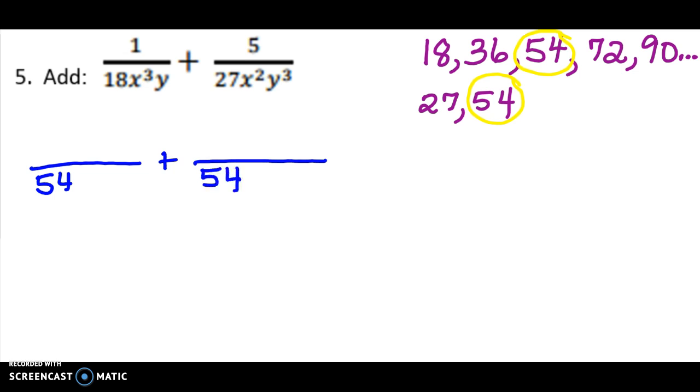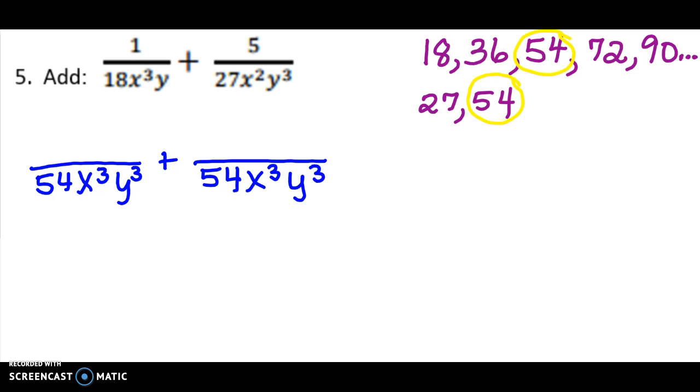Okay, so now let's look at the x's. I have an x cubed on my first fraction and an x squared. You're always going to use your largest exponent. So our common denominator will have x cubed. And if we look at the y's, we have a y in the first one and a y cubed in the second one. The largest exponent is y cubed, so we'll use that in our common denominator. All right, now we have our common denominator.